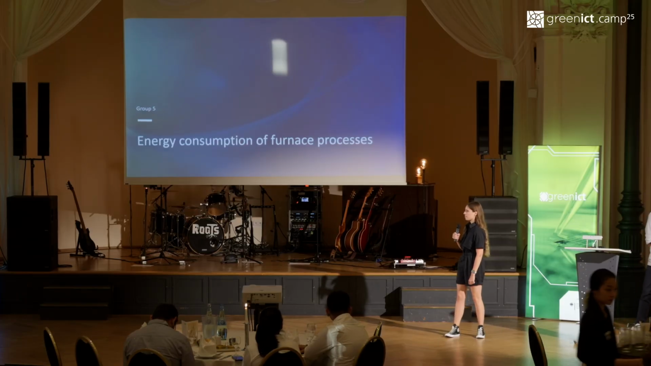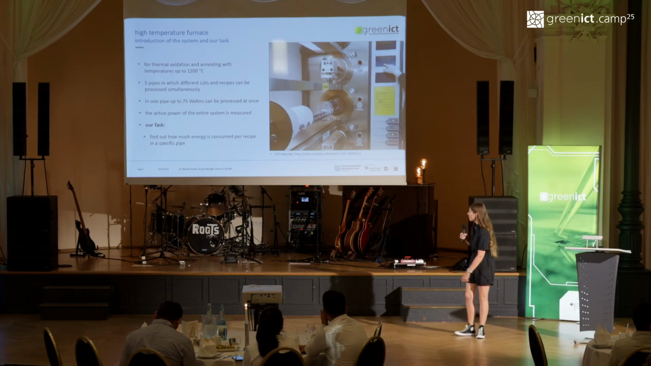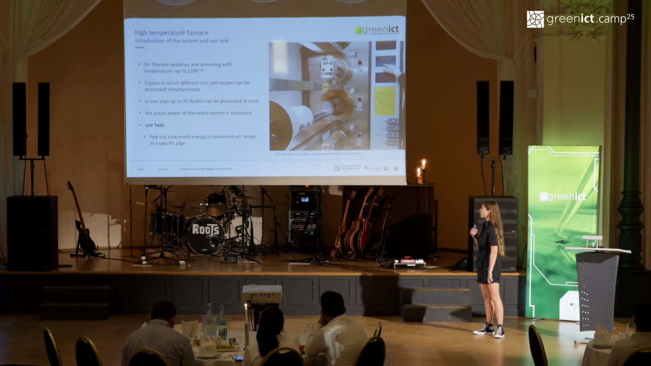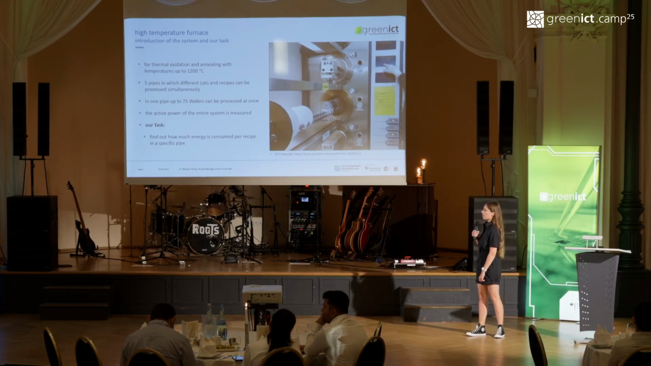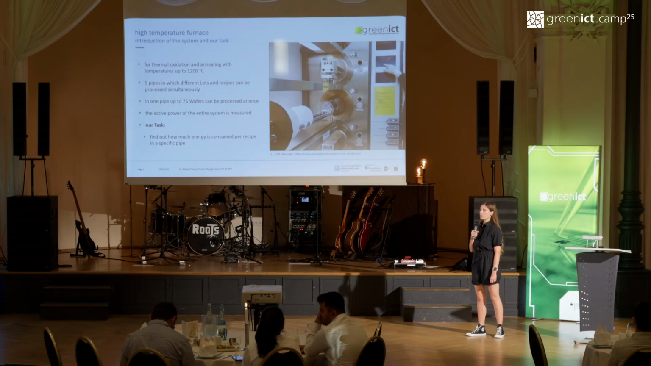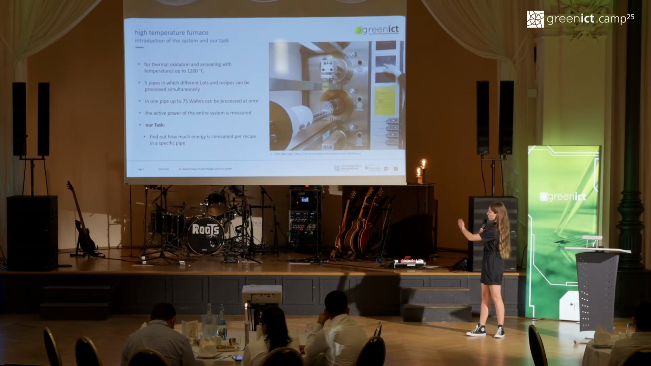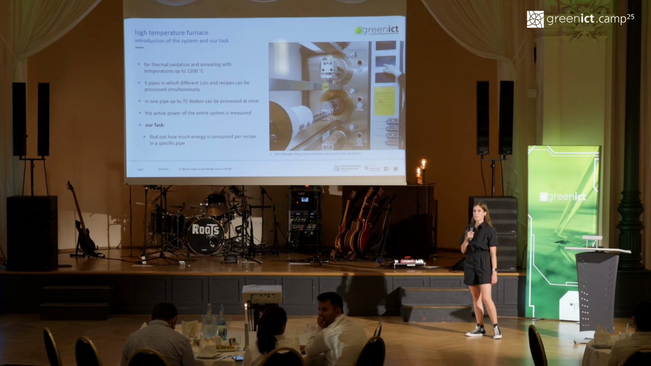So hello everyone. Our topic was energy consumption of the furnace processes. Next slide please. Here you can see the furnace, used for thermal oxidation and annealing processes up to 1,200 degrees Celsius, and we have 5 pipes in which different lots and recipes can be processed.